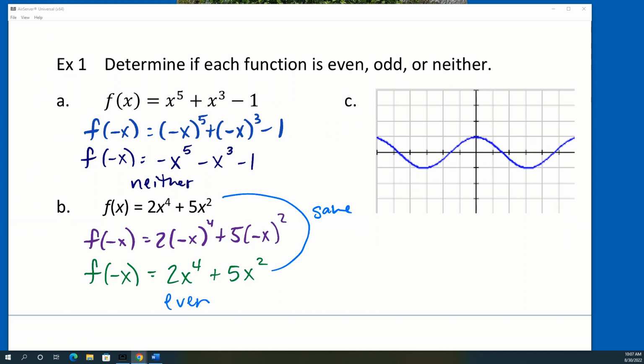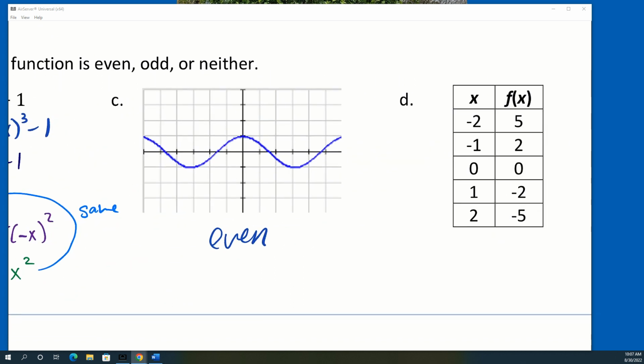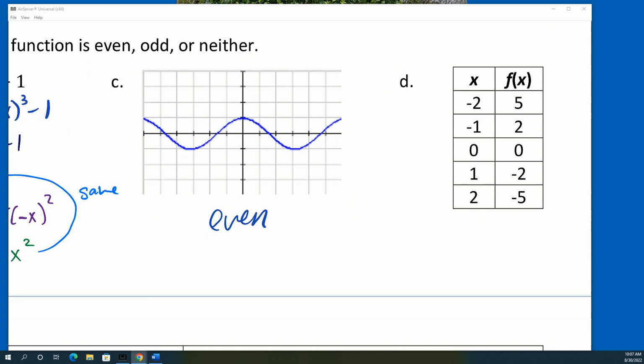Okay. What do you guys think about C? Even. It's actually the graph of the cosine of x, which you're going to learn, but not yet. All right. What about D? Odd. Opposites are paired with opposites is odd. And 0 is paired with 0.